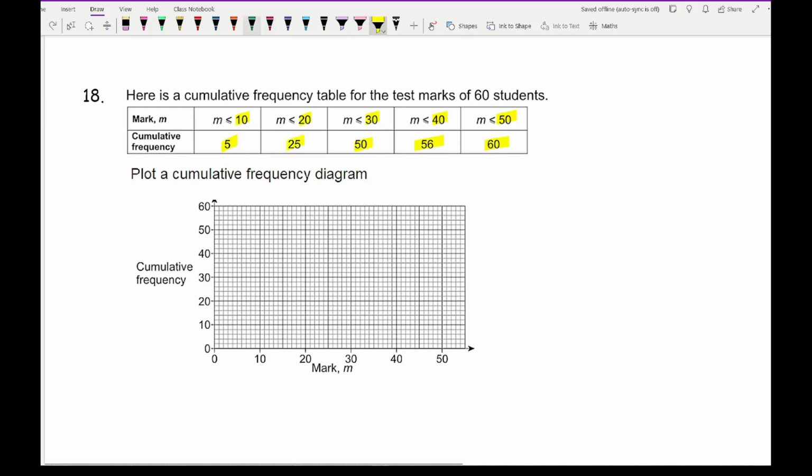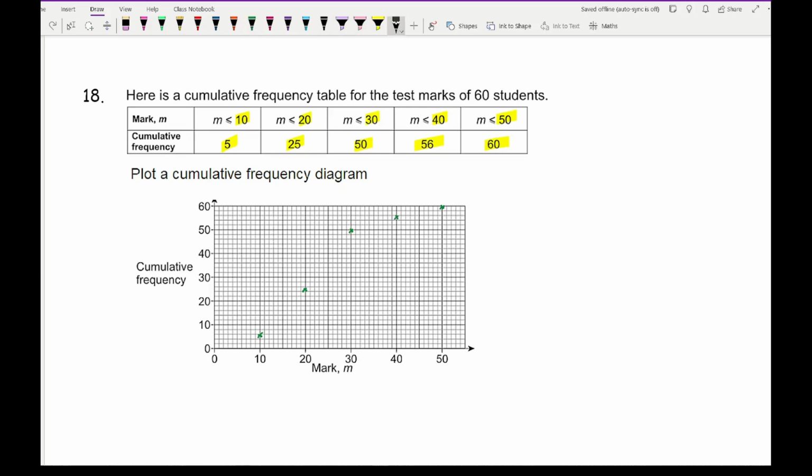So the first one is at 10, 5, and 9 work out to be there. Next one is at 25. So that's at 20. So that's going to be about there. Then we're at 50, then we're at 56, and then we're at 60. And then as we were drawing a cumulative frequency diagram, not a cumulative frequency polygon, we want to join those points up with a smooth curve.